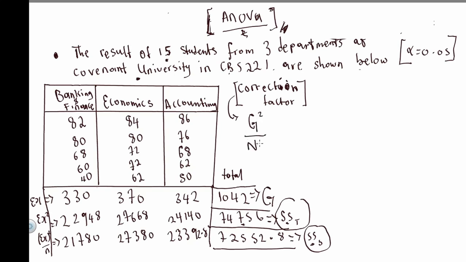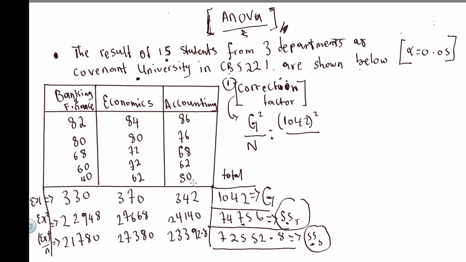So we already know this as 1042, then we square it, divided by big N. Big N is simply the number of entities here. If you count, we have 15 entities here: 1, 2, 3, 4, 5, 6, like that all the way. Everything here is 15. Not the sum, or not 82 plus 80. No, the entity itself. This is one entity, this is 2, 3, 4, 5. So if you add everything, 5, 5, 5, that is 15.